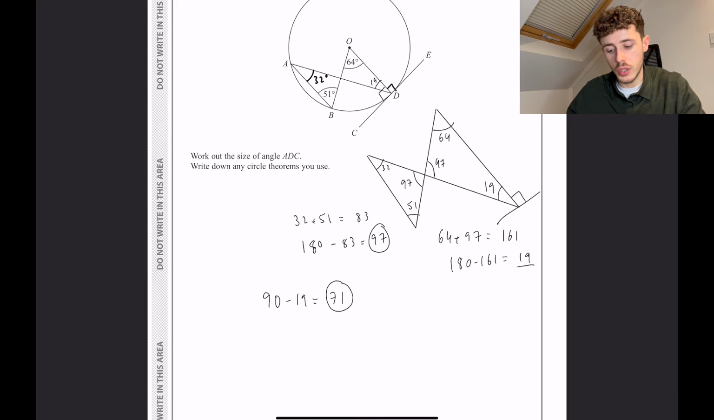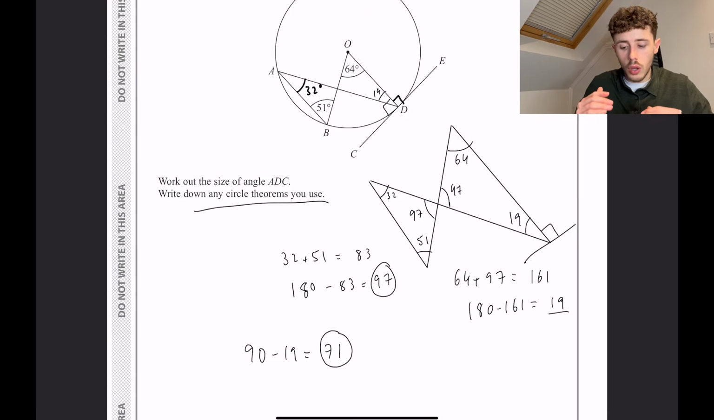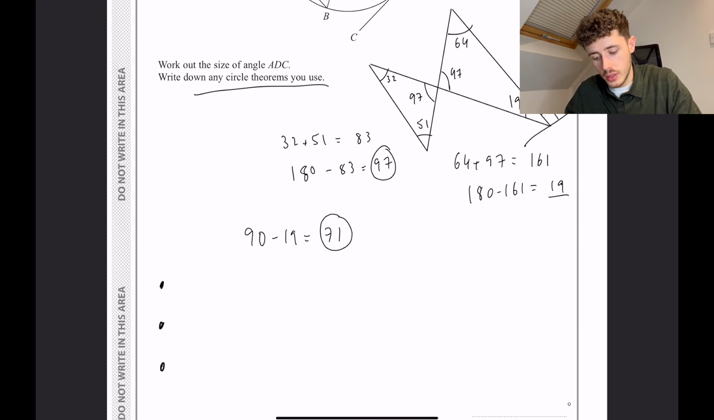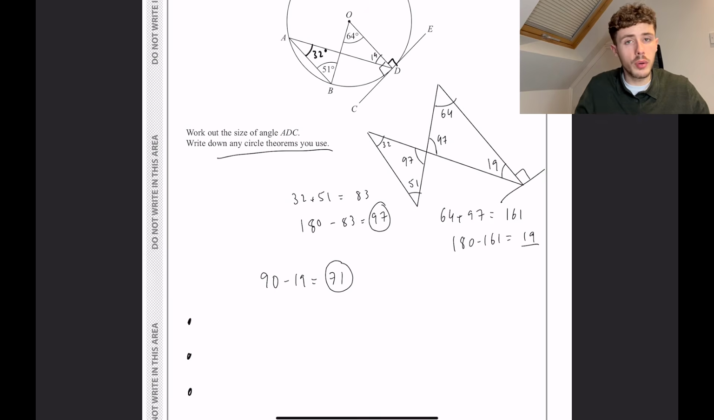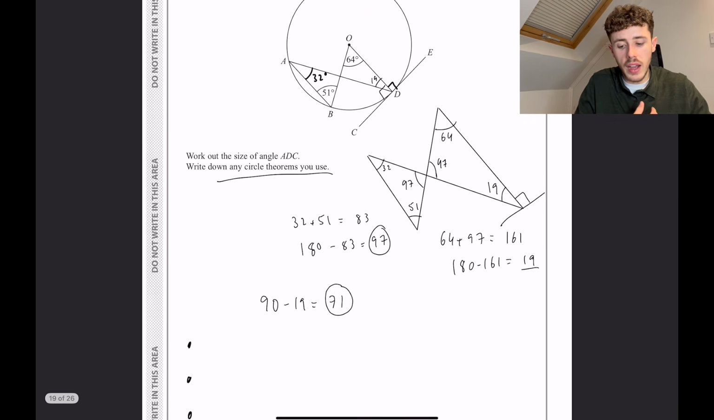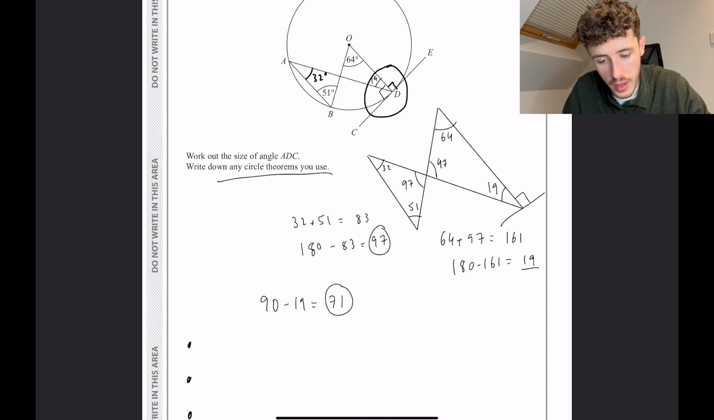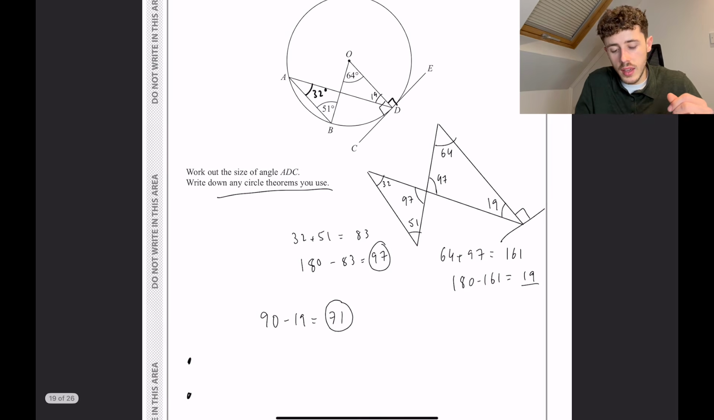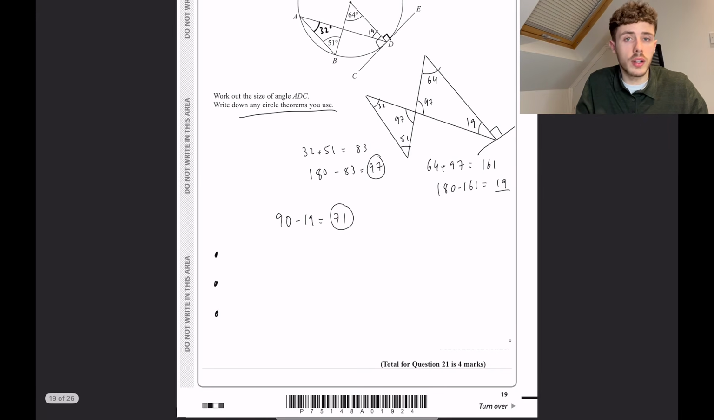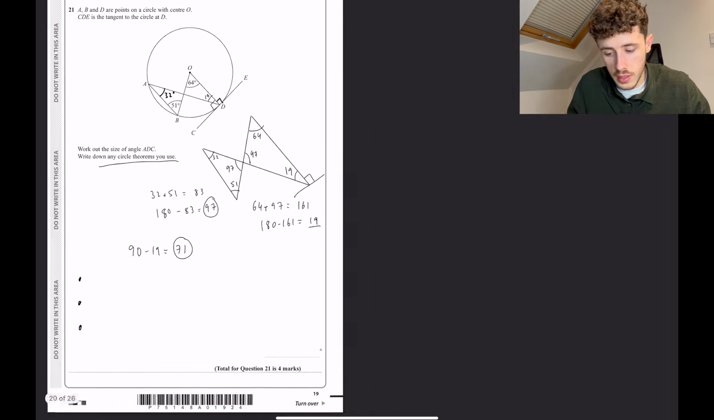It also says in this question, write down any circle theorems you use. I would recommend writing structured bullet points as you're going along with this one, similar to the points I've just said. So the idea that the angle at the centre of a circle is double the angle at the circumference. You want to say that the tangent to a circle meets the radius at 90 degrees, which is how we explained this bit here. It will also be important to say things like the angles in a triangle add up to 180, and also the opposite angles of two straight lines are the same. Apart from that, I think that is everything, and that is how you would get the full 4 marks. So please make sure you do this.